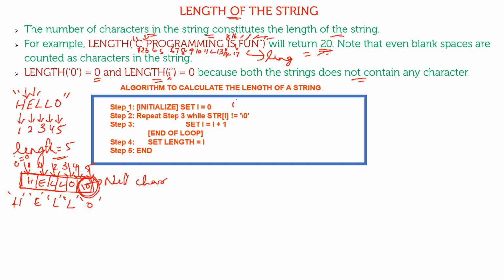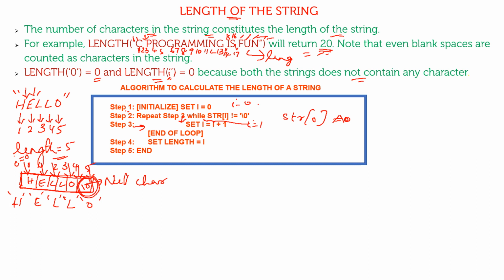So first you are initializing I equal to 0. What is your step 2? Repeat step 3. Here you are going to use a while loop: while string of I is not equal to 0, that is, not equal to your null character. So what will be the first condition? String of 0 is not equal to 0. Is the condition true or false? It is true, so it enters into the loop. Now set I equal to I plus 1. I will be incremented, and now I will be equal to 1.